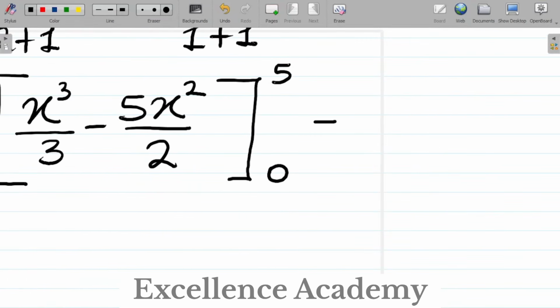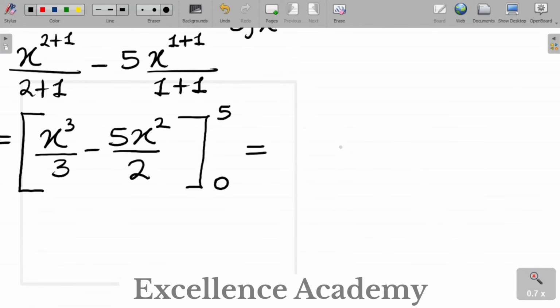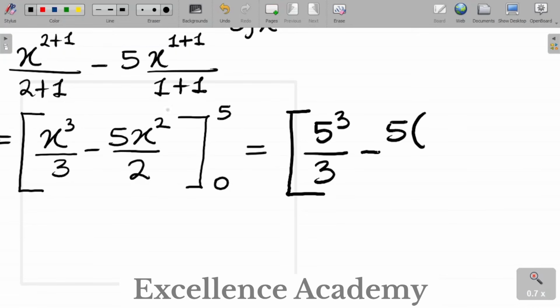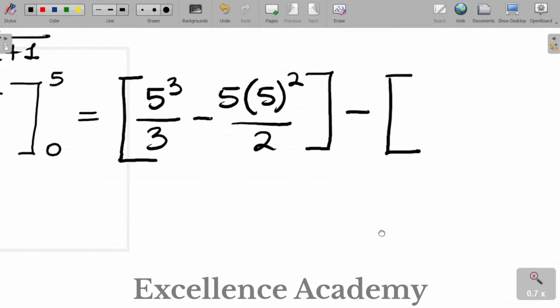All I have to do here is repeat this particular function. Wherever I see x, I'll put the upper limit as 5. So x cubed becomes 5 cubed, I'm having 5 cubed all over 3, minus 5 into x squared becomes 5 squared, so 5 into 5 squared all over 2. So you have this, put x as 5. Then take minus, that's how you take a definite integral. So minus, repeat the same process, but wherever you see x, now put 0.